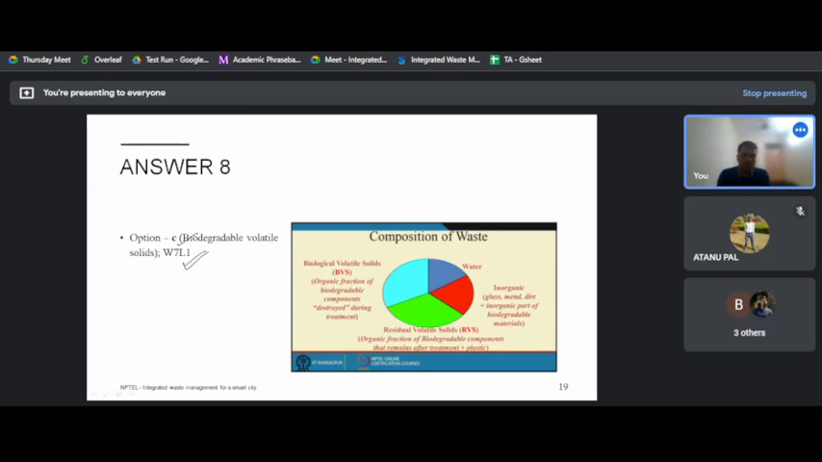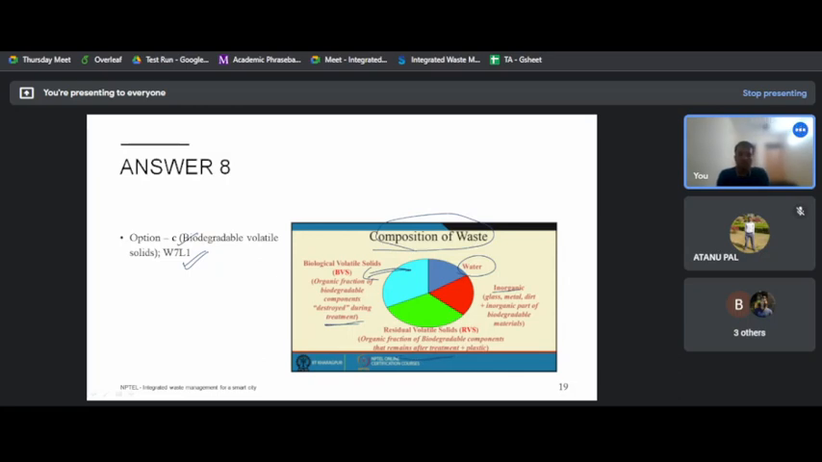Students can refer to the first lecture of this week. Here we can see the pie chart for composition of waste. The light sky blue portion is biological volatile solids. This is the organic fraction which will get destroyed during the treatment. We'll have some water, that is moisture, some inorganic waste, and then residual volatile solids which will still remain after treatment.